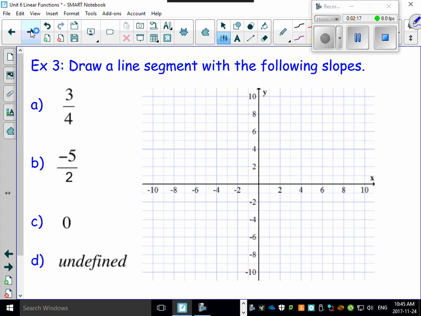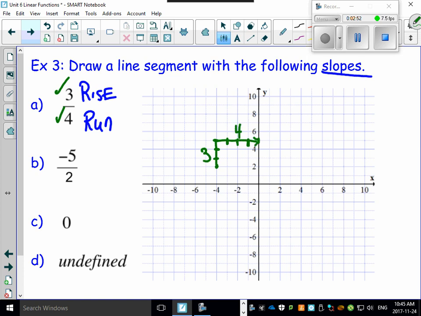Here we go. It says draw a line segment with the following slopes. Remember your slope is rise over run. That's going to be super, super important. Now, the thing about rise over run and any slope, you need a starting point. So I'm going to pick any kind of starting point here. I'm just going to pick that one. That's for A. Rise of 3, run of 4. So I'm going to go up 1, 2, 3, 1, 2, 3, 4. There's my rise of 3, my run of 4.